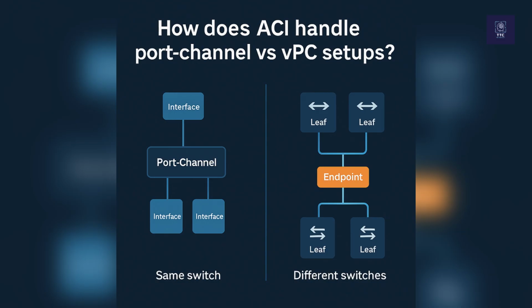How does ACI handle port channel versus VPC setups? ACI supports both. Use port channel for multiple interfaces on the same leaf. Use VPC when the device is connected to 2 different leaf switches. You define these in interface policy groups and apply them via AAEPs.